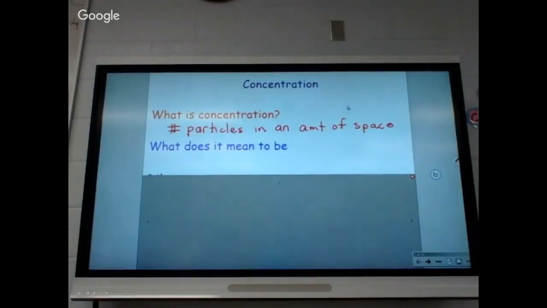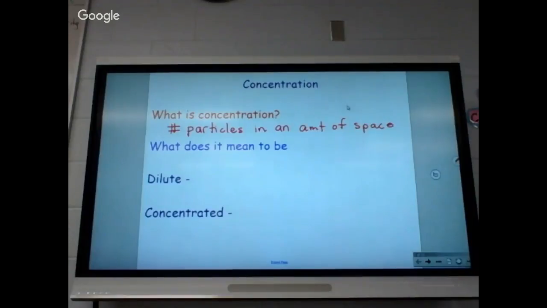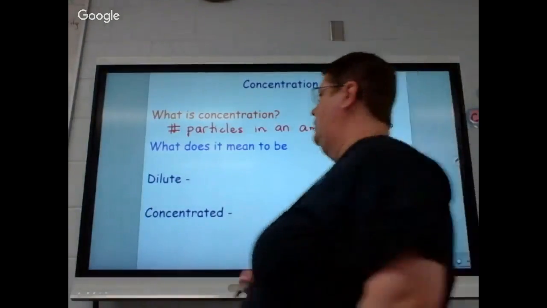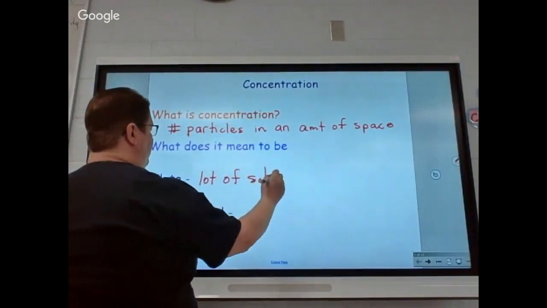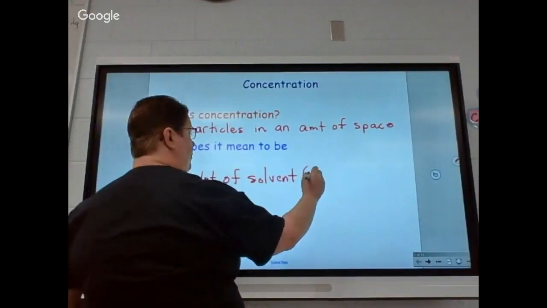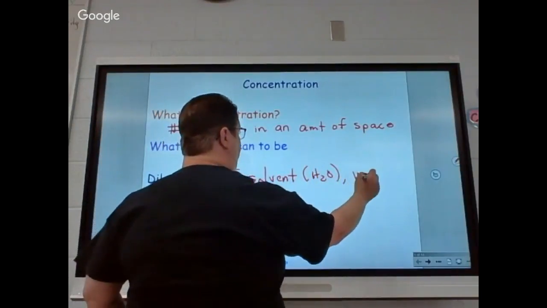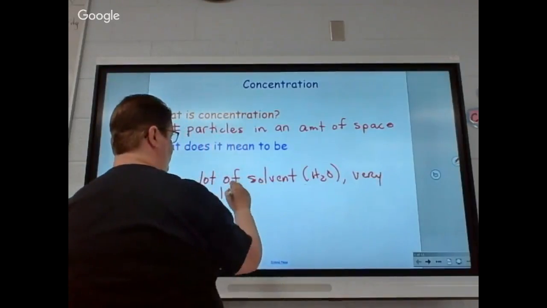Now, we should be able to talk about what it means to be dilute or concentrated. Back last week and the week before, when we talked about solute and solvent, okay? If something is dilute, there is a lot of solvent or water and very little solute.